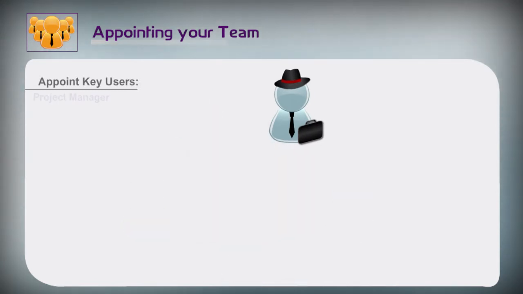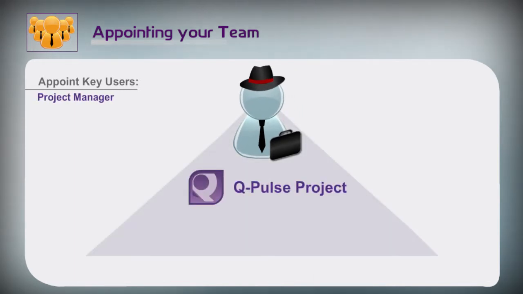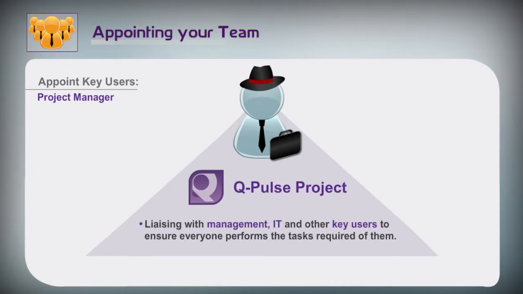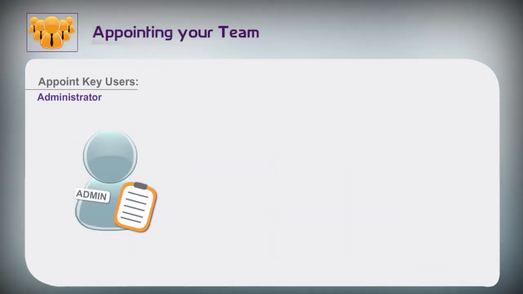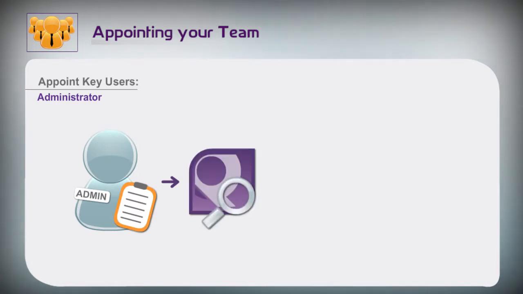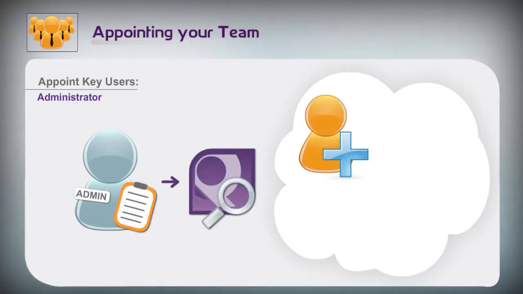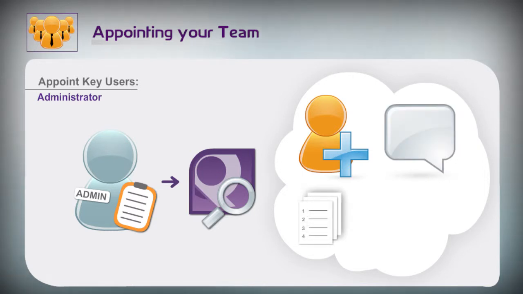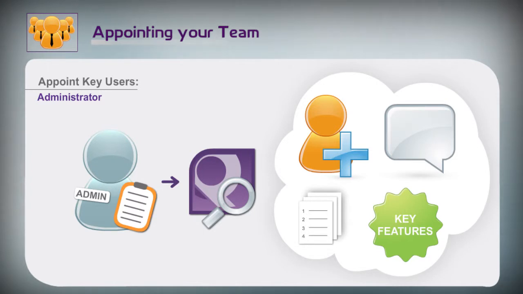The project manager is responsible for overseeing the entire QPulse project. This will include liaising with management, IT, and other key users to ensure everyone performs the tasks required of them. The QPulse administrator will need to know the system in detail. They will be responsible for setting up users, messaging, managed lists, and other key features, as well as the day-to-day running of the system once implemented. The administrator should be experienced with both computers and your organisation. In addition, they'll be required to deal with inquiries from other key QPulse users, such as auditors and document controllers.